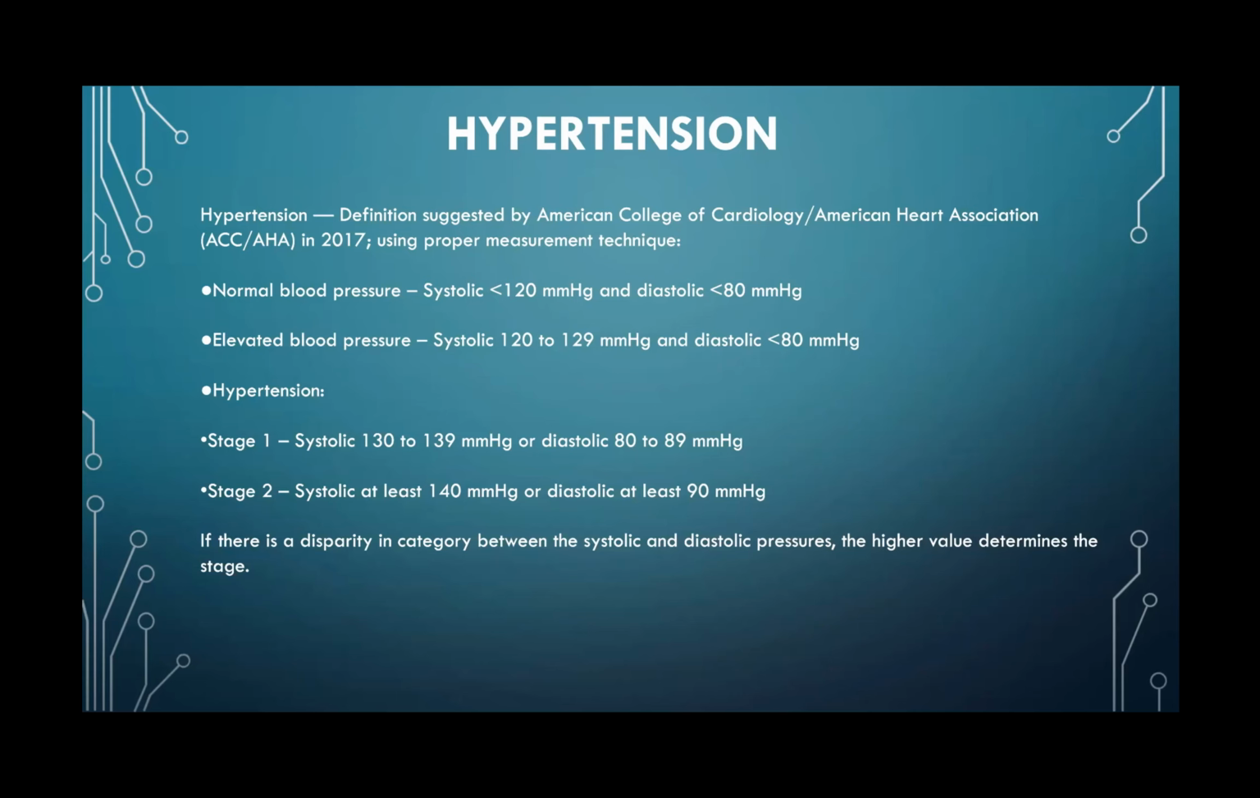Normal blood pressure is a systolic less than 120 and a diastolic of less than 80. Then there's a gray area where patients don't really meet the diagnostic criteria for hypertension, but their blood pressure is elevated. That is something we just call elevated blood pressure without a diagnosis of hypertension.